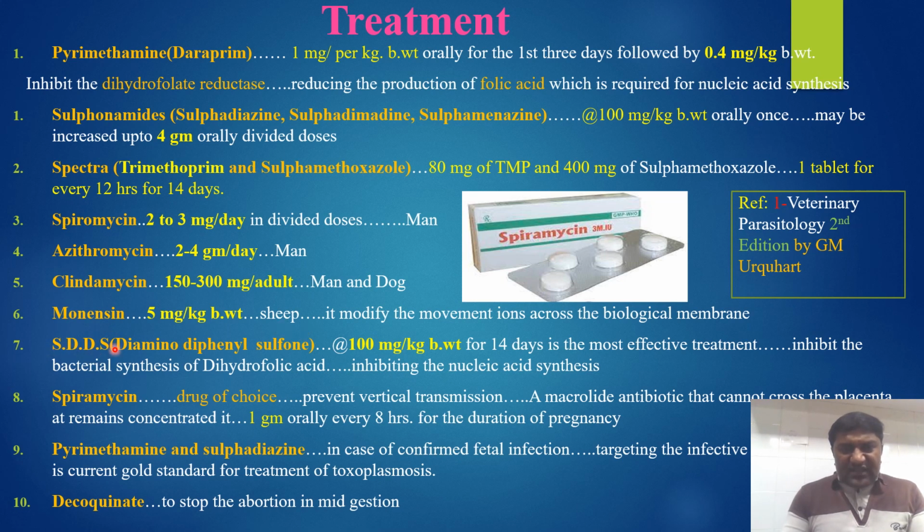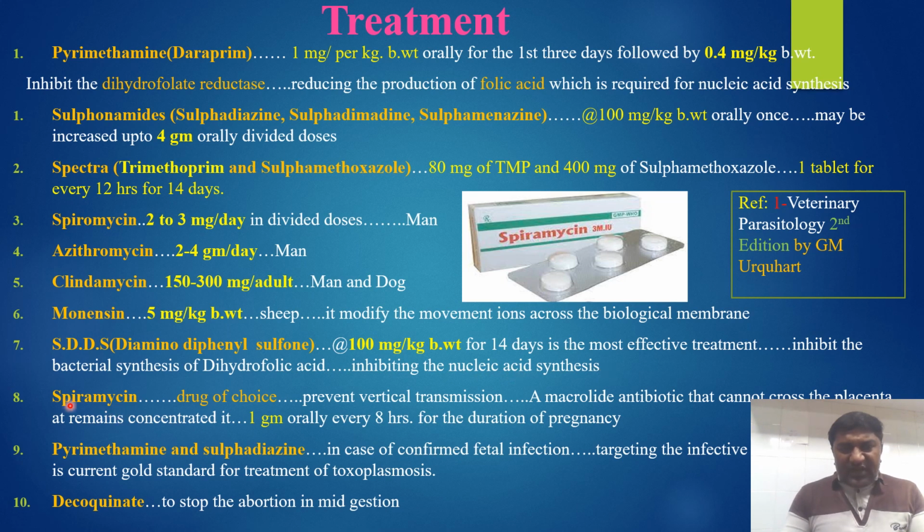And DDS, diamino diphenyl sulfone, has a dose rate of 100 milligram per kg body weight for 14 days, and is the most effective treatment. Its mode of action is that it inhibits the bacterial synthesis of dihydrofolic acid, and it thus inhibits nucleic acid synthesis.